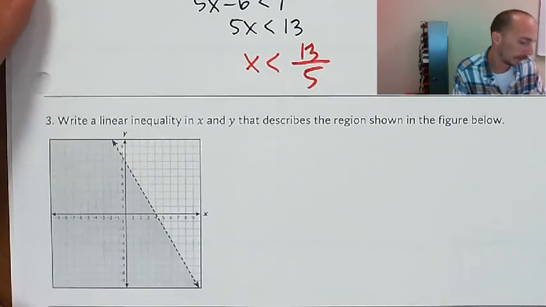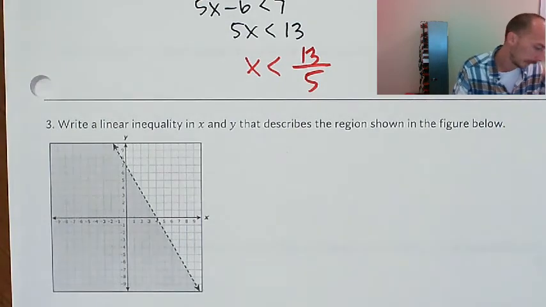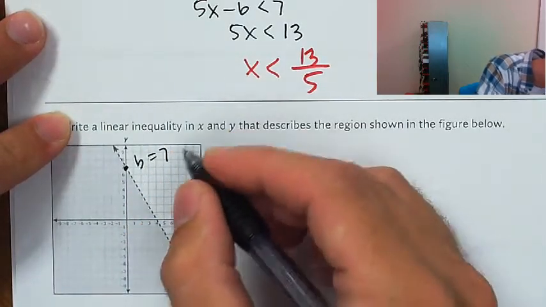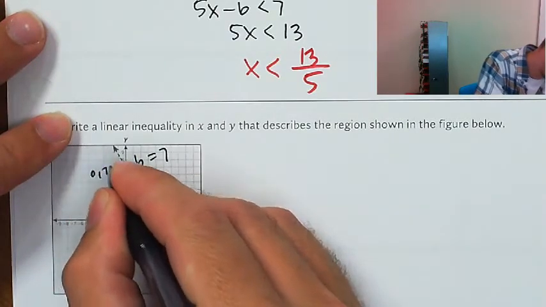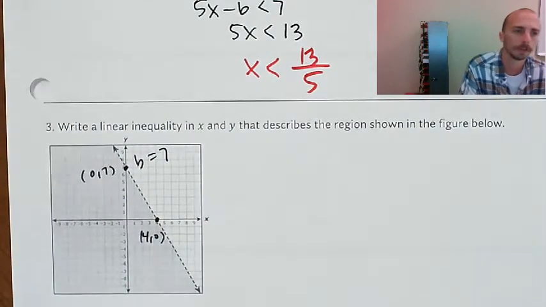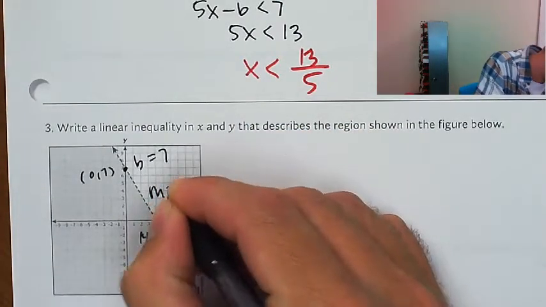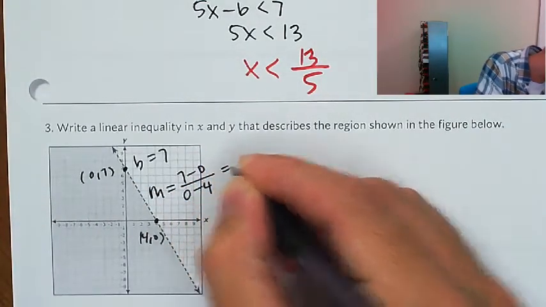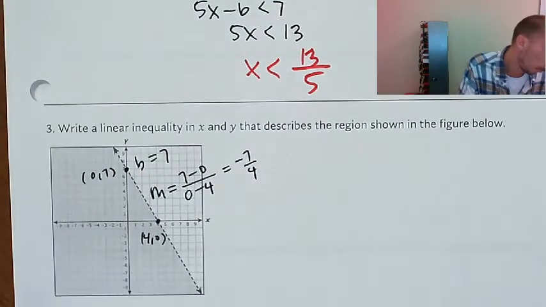Okay, number 3. Write a linear inequality in x and y that describes the region shown in the figure below. All right. I think I'm noticing that the intercept is equal to 7. If it goes through the point (0, 7) and the point (4, 0), I'm going to have to use the slope formula to figure out the slope there. It's not just like even. So the slope is going to be y2 minus y1, 7 minus 0, over x2 minus x1, 0 minus 4. That's negative 7/4. Okay, that makes sense. It's negative. Looks pretty steep. Negative 7/4 could be it.